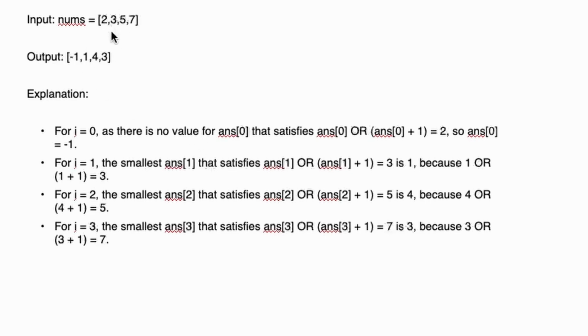For 3, we see that if we take 1 and 2, so this would be 1 and 1 plus 1, which is 2, then if we do the OR of those, we get 3. Similarly, for 5, if we do the OR of 4 and 4 plus 1, 5, I'll write that there, we see that the OR of those values is 5. But for 7, we see that if we take 3 and 3 plus 1, 4, if we OR those, we get 7. Let's look a bit closer at this example and see how we could solve it.